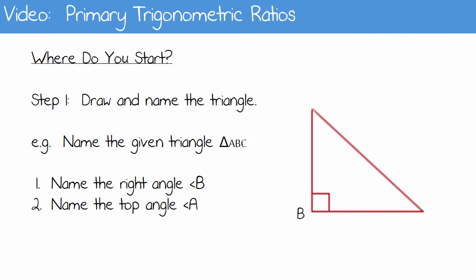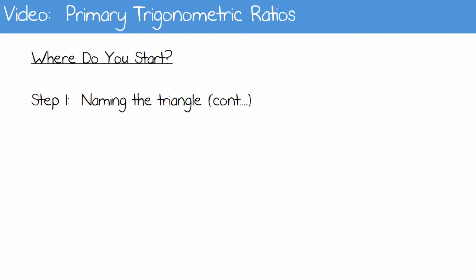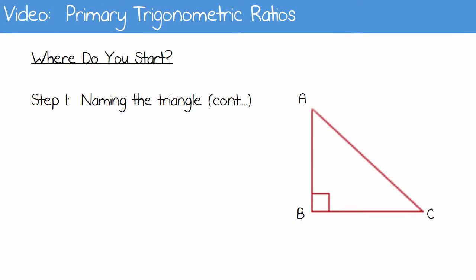Name the top angle, angle A. Name the bottom angle, angle C. Now that you've named the angles, or the vertices, or the corners, we're going to name the sides.